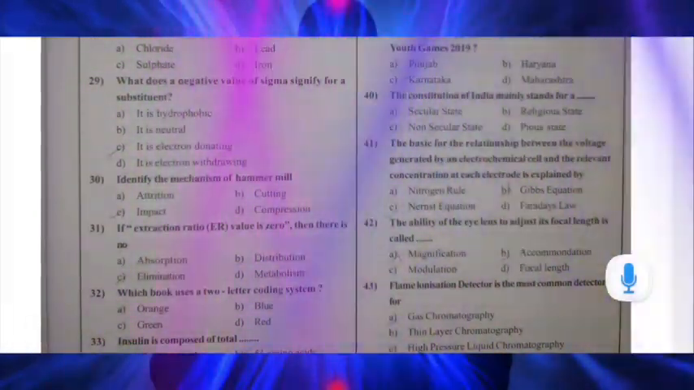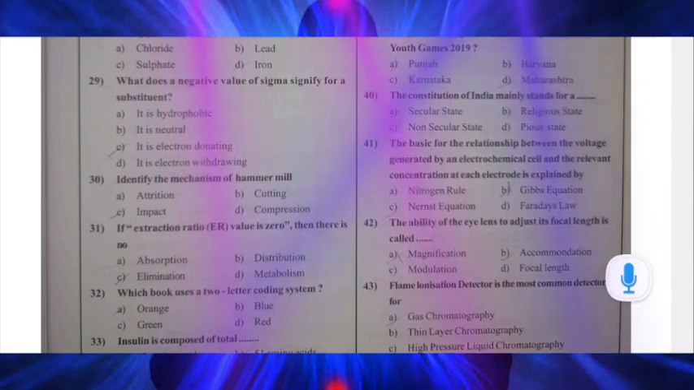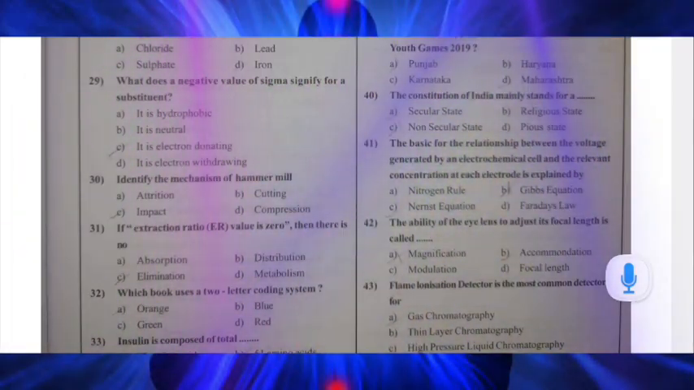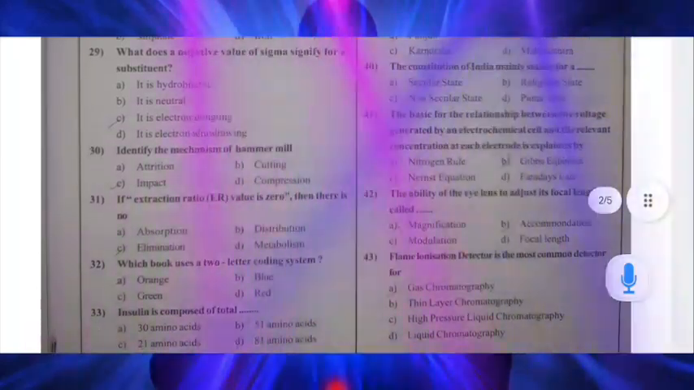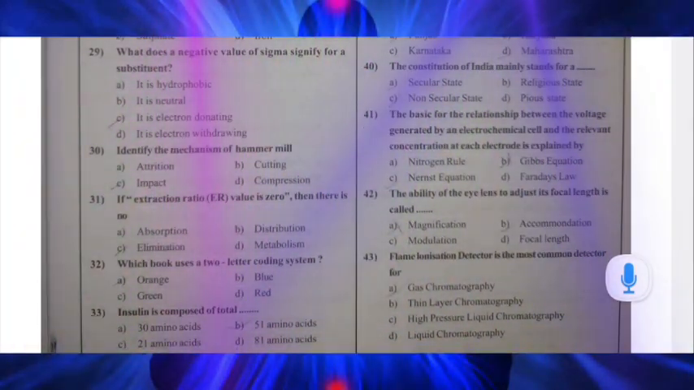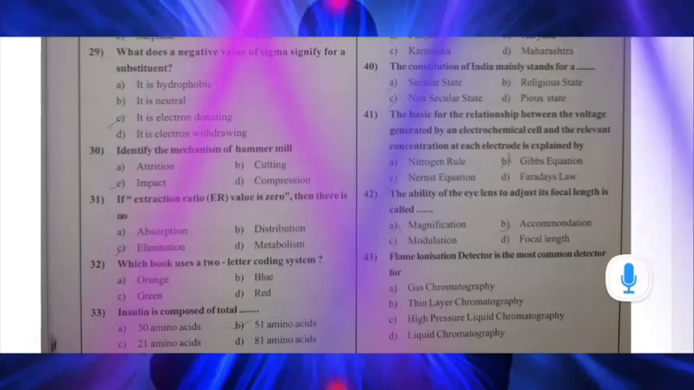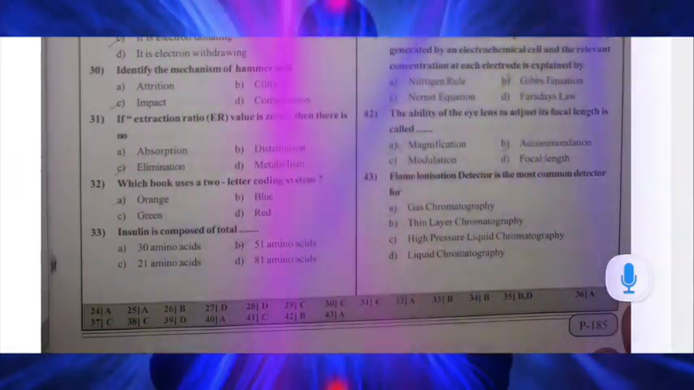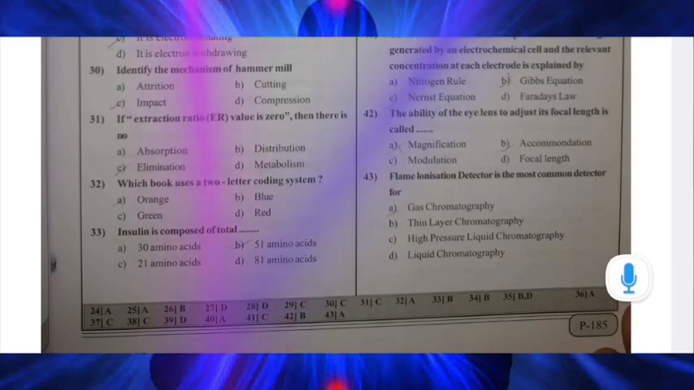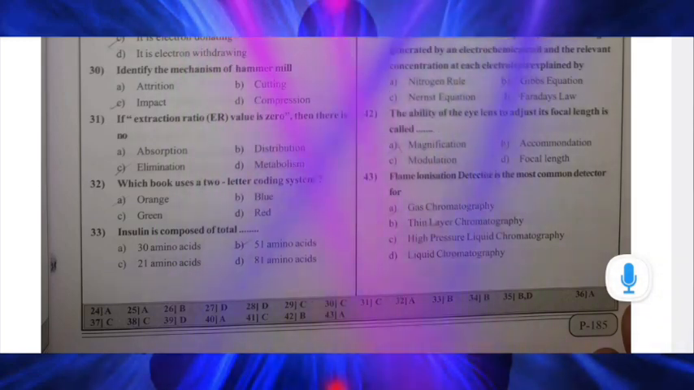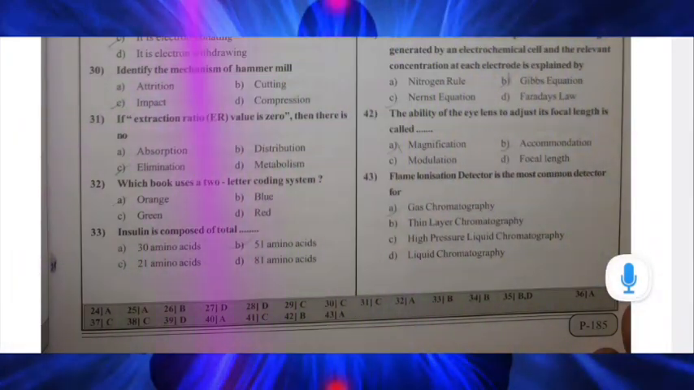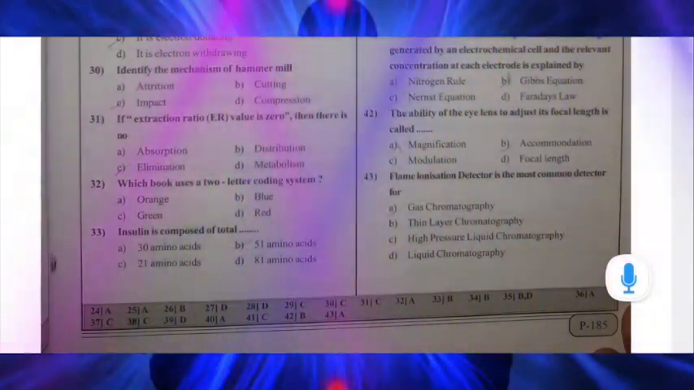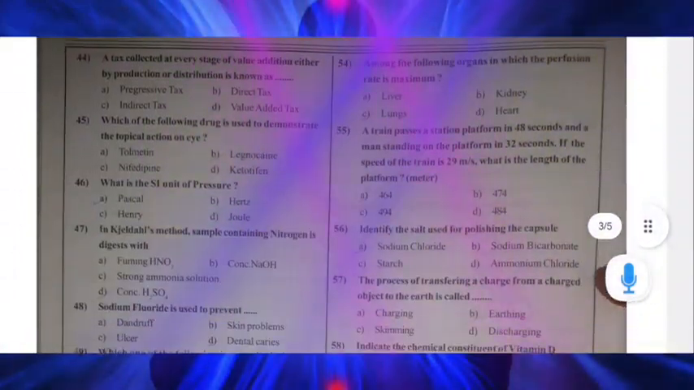The Constitution of India mainly stands for a secular state. The basis for the relationship between the voltage generated by an electrochemical cell and the relevant concentration at each electrode is explained by the Nernst equation. The ability of the eye lens to adjust its focal length is called accommodation. Flame ionization detector is the most common detector for gas chromatography.